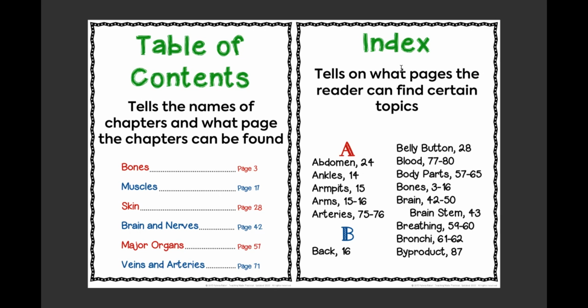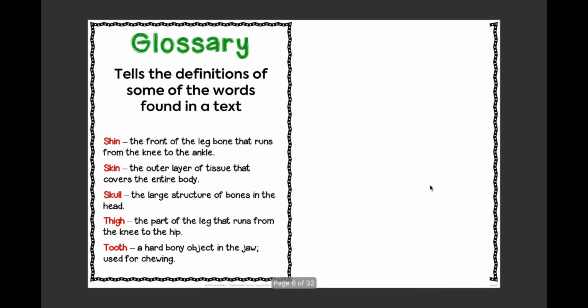So that's usually at the back of the book, and it gives you the page numbers that certain topics can be found. So, for example, if this book that we're looking at as the example is about the body, and you want to look up something about ankles, you would go to page 14. But if you wanted to look up something about bones, you could look through pages 3 through 16.